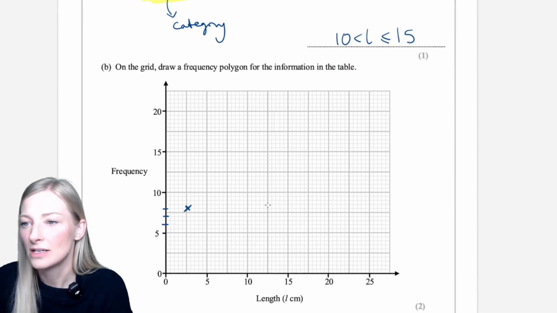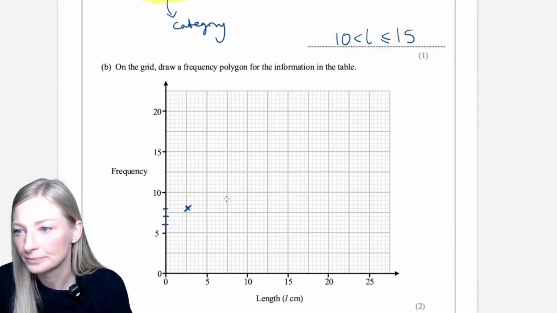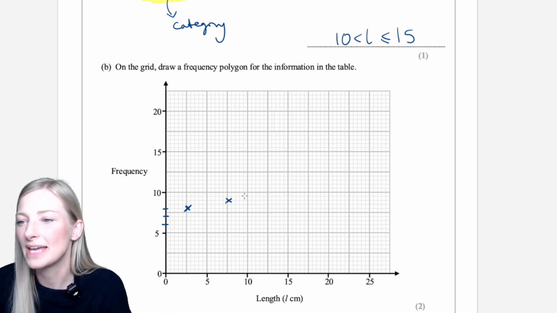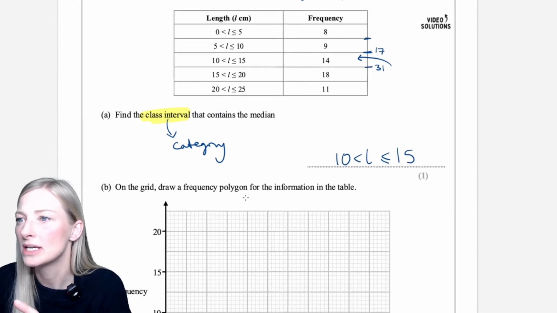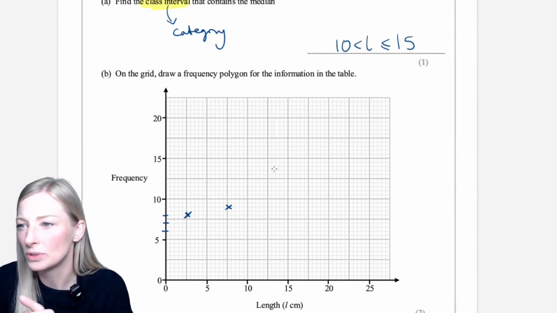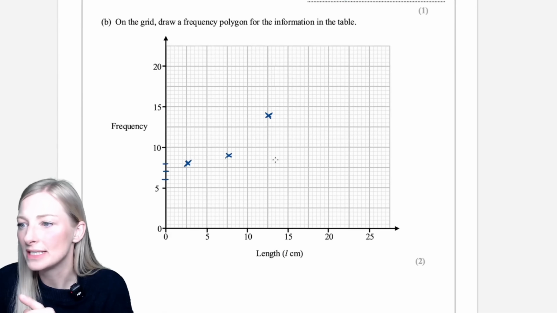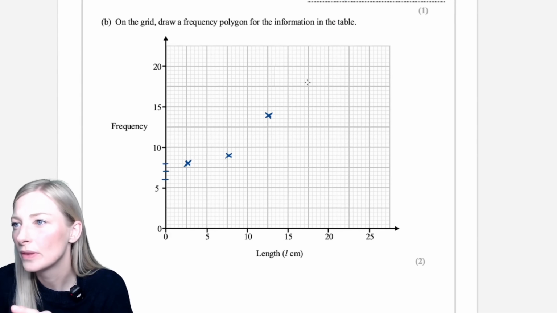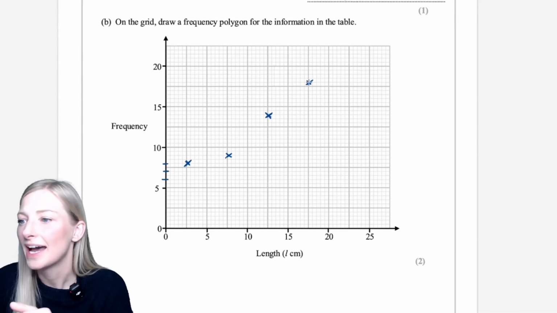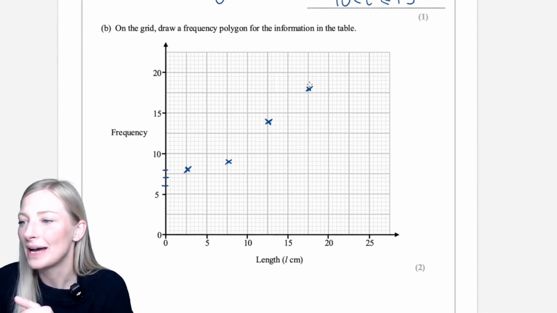5 to 10, I'm going up to 9, which would be there. 2 squares representing 1, guys. 10 to 15, I'm going up to 14. And then 15 to 20, I'm going up to 18. And then 20 to 25, back down to 11.